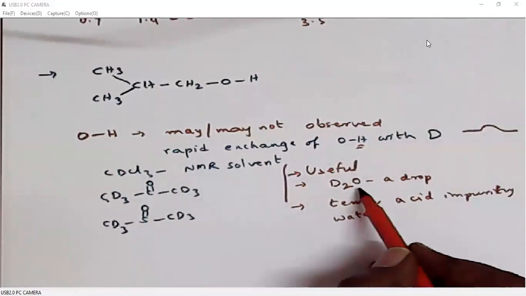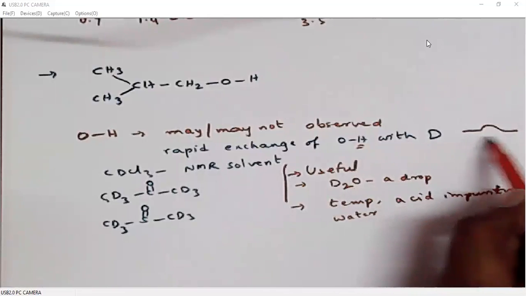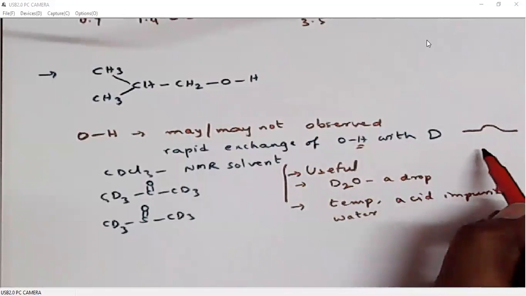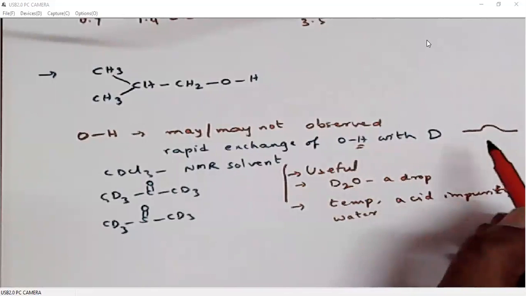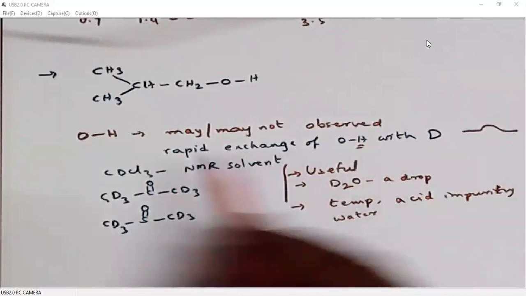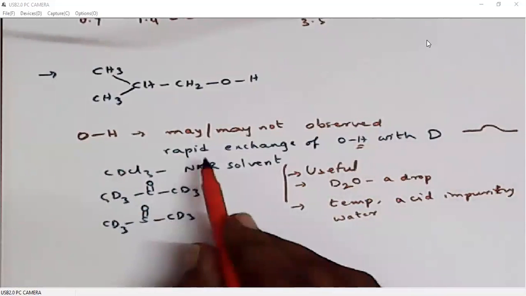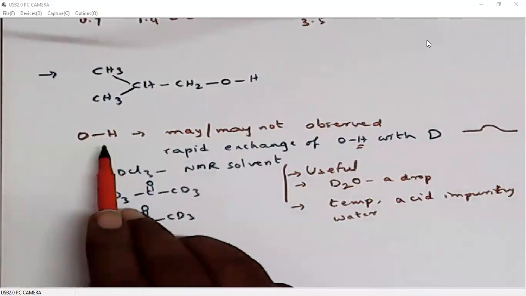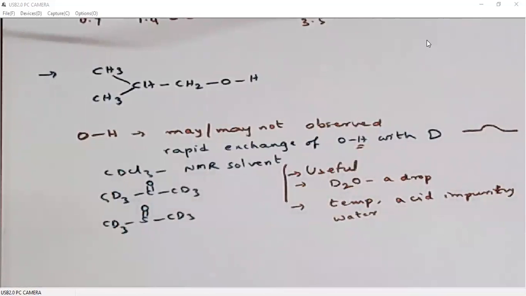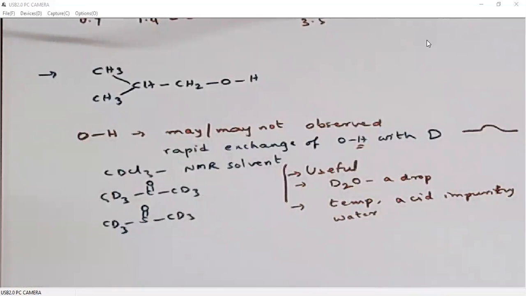If OH is not there due to exchange, this peak will not be present in the molecule. So by comparing these two spectra, we can easily identify the presence of OH. At the same time, if it is interacting with the neighboring protons, that also we can easily identify. Right. Coming to this problem, what is the structure of this?